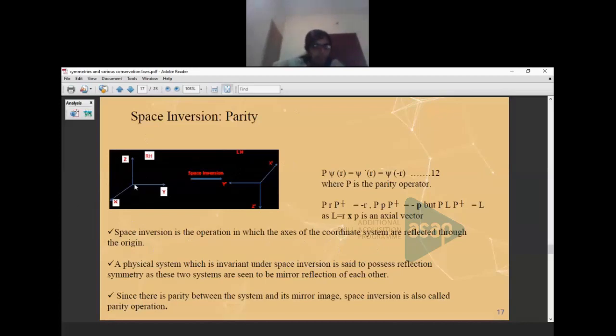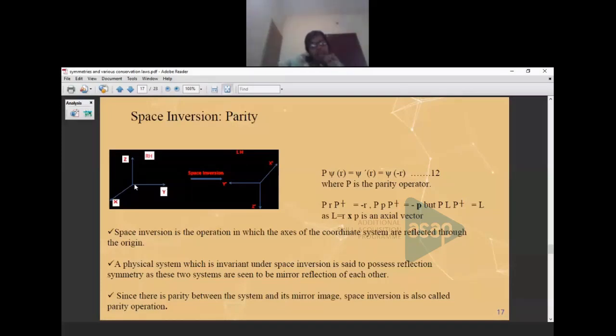As I have told you, you have a set of coordinates x, y, z. Simply reflect it. So what happens? Y goes in the opposite direction, x goes in the opposite direction, z goes in the opposite direction. That is space inversion. Now, if a physical system is invariant under space inversion, that is, this physical system and its mirror image are the same, then it possesses reflection symmetry, as both systems are mirror reflections of each other.